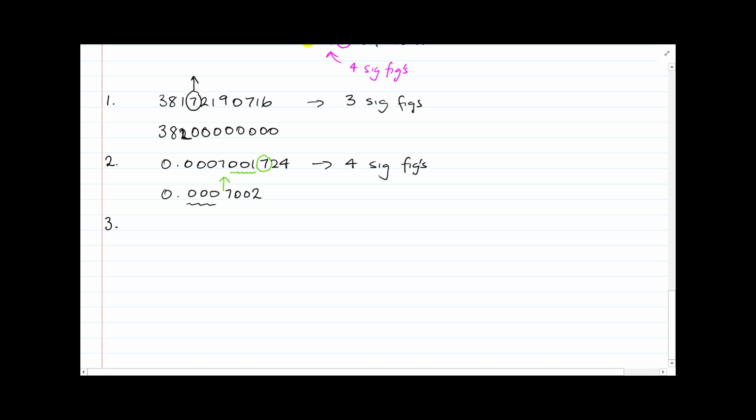Let's consider example 3, 582111748, and I'm going to round this one to 4 significant figures. So I take the first significant figure, I add on an additional 3, I take the 5th significant figure and consider whether I round up or down. In this case I round down, 58210000.